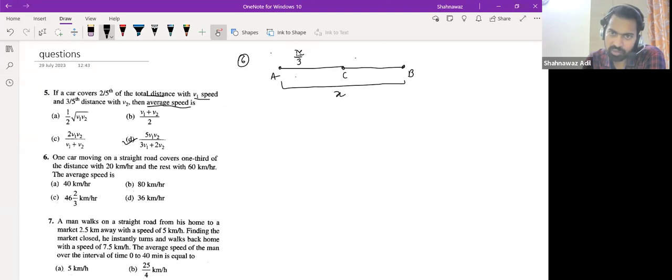So X by 3 distance. Now how much would this be? This is X by 3, 1/3, so 2/3 would be left. So this would be 2X by 3. Is this clear, guys?